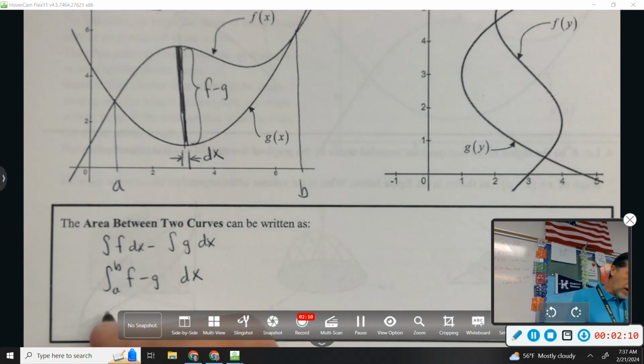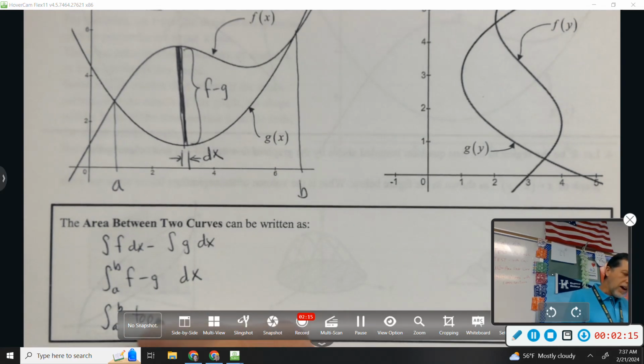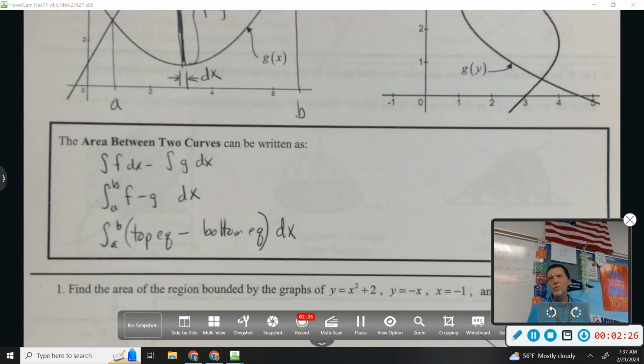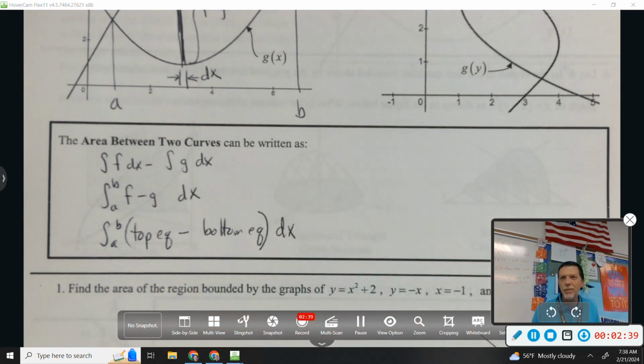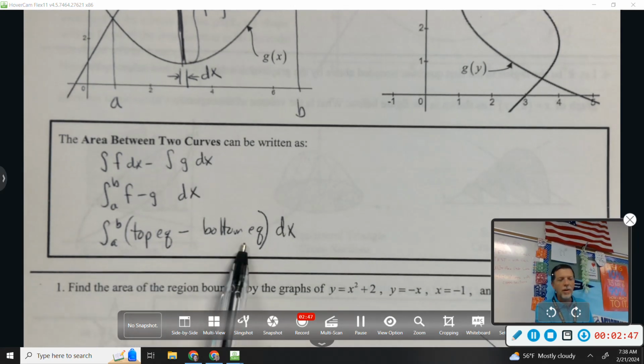Now, more generically, let's go from A to B, and we just say it's the top equation minus the bottom equation. So be careful, I wouldn't memorize F minus G, it's the top minus the bottom. That's kind of a big deal on some of these problems. On some it's easy, but on some it's kind of tricky. It's like, well, how do I know which one is the top and which one is the bottom? Sometimes it's easy to tell, other times you have to graph and be real careful about which one's which, but make sure you're doing the top minus the bottom.